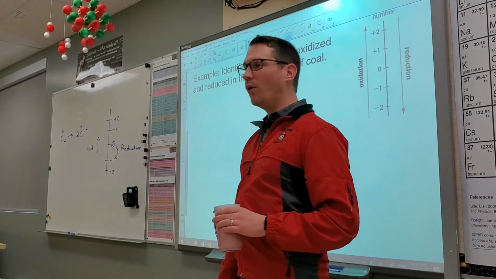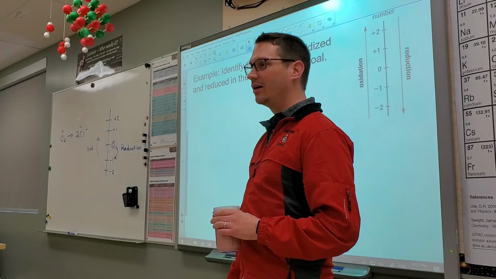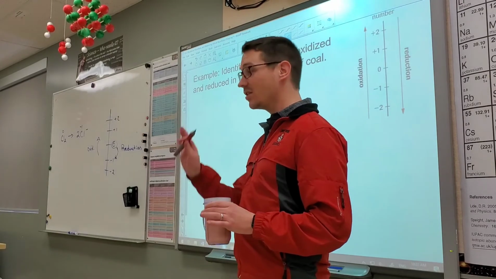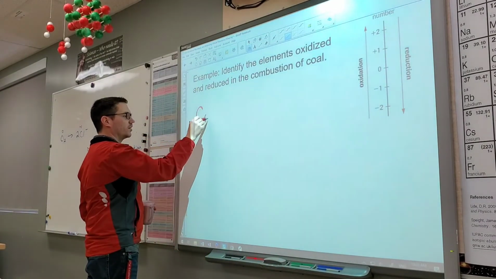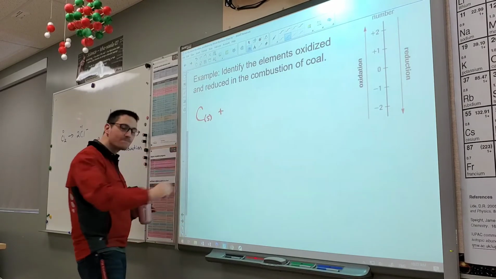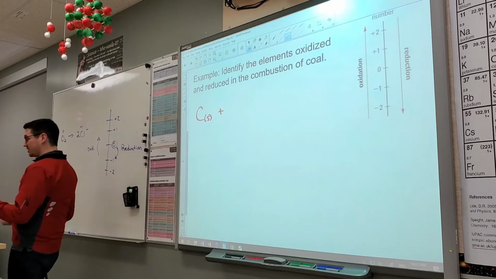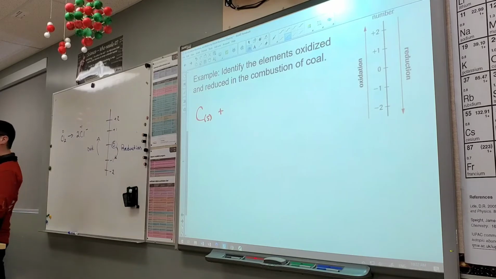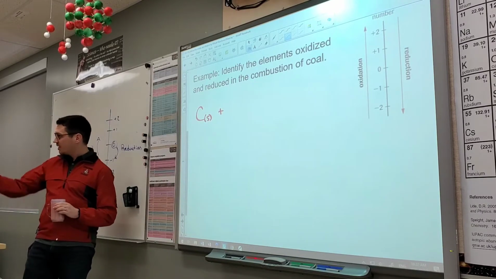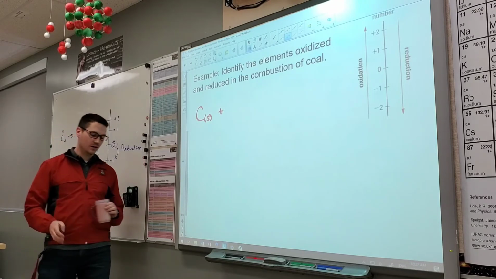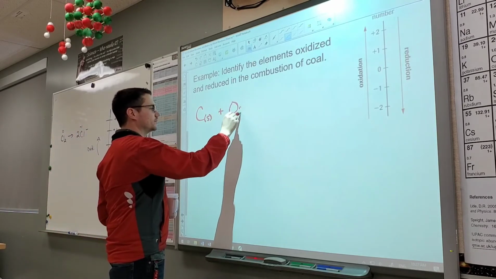What is coal? Coal is carbon. But that's all it is, just solid carbon. So we'll start with solid carbon, and we're going to combust it. We're going to light it on fire. So what do we have to react carbon with in order to light it on fire? Jaden? Thank you for putting up your hand. Oxygen. Perfect.